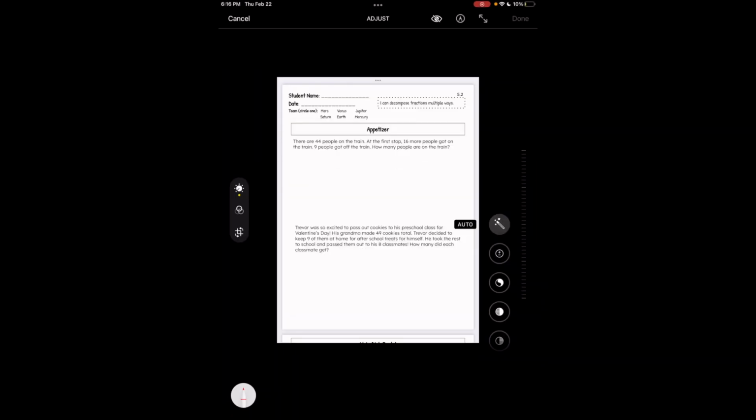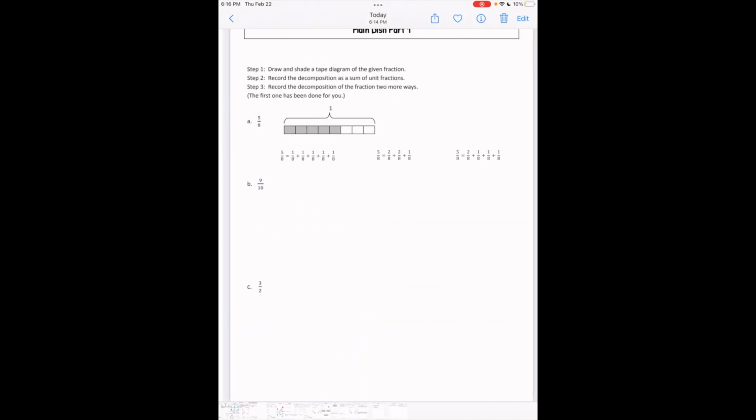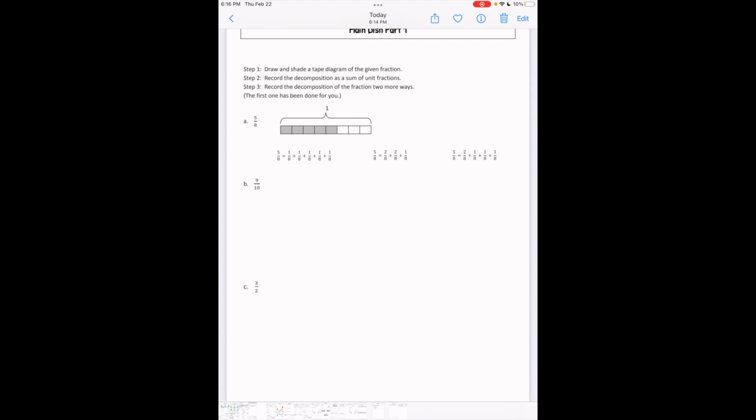Today we're going to be talking about decomposing fractions again and adding on to the lesson that you previously completed. So again, today we're going to be doing some work with tape diagrams while also decomposing our fractions, but into number sentences rather than just number bonds. So 5/8 has already been done for us. We're going to make sure that we follow all of the steps.